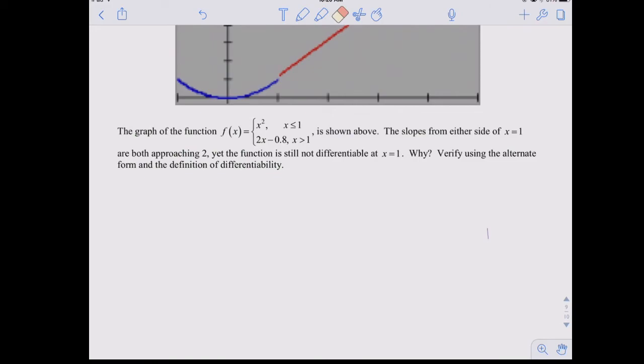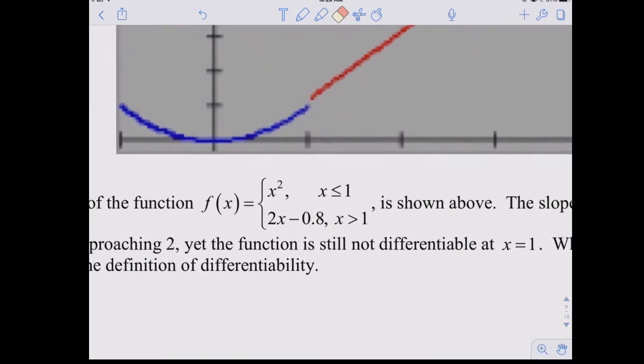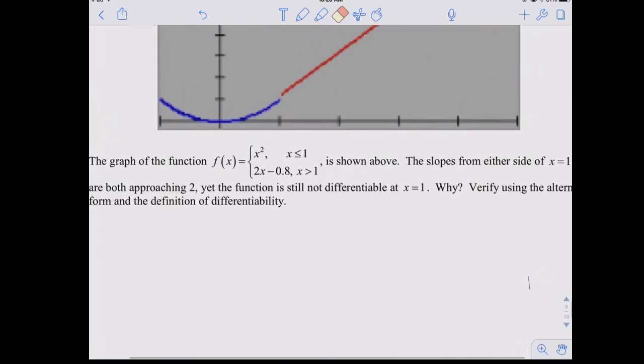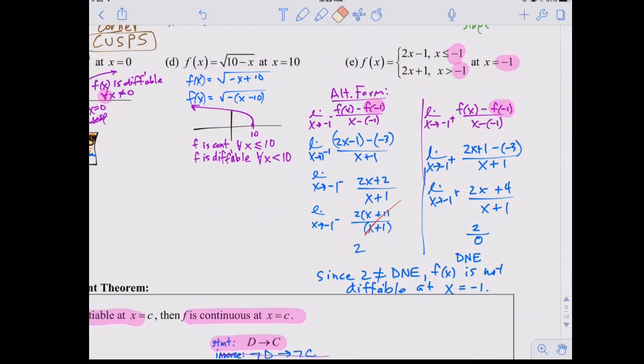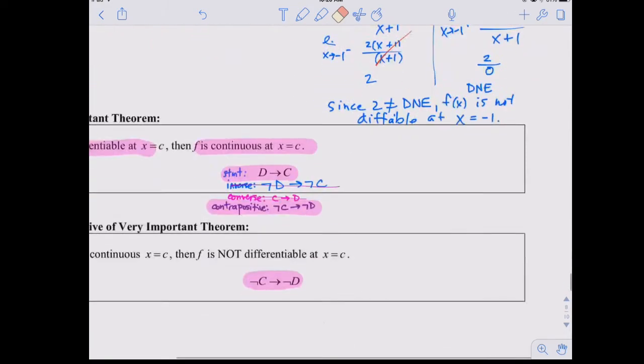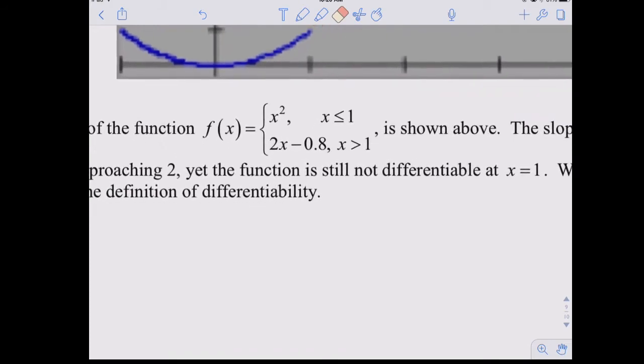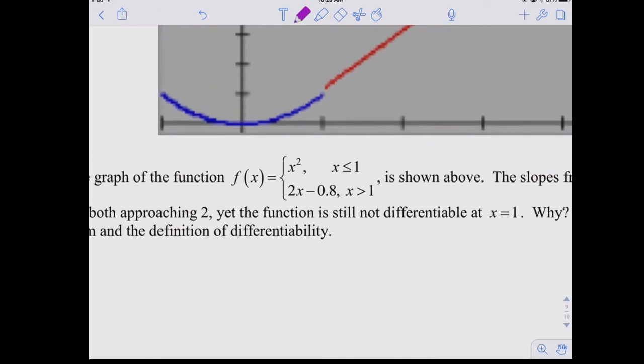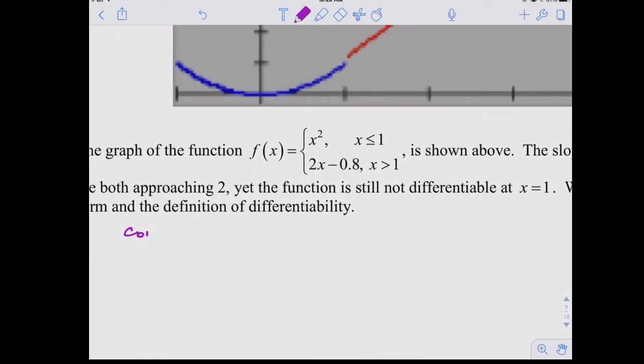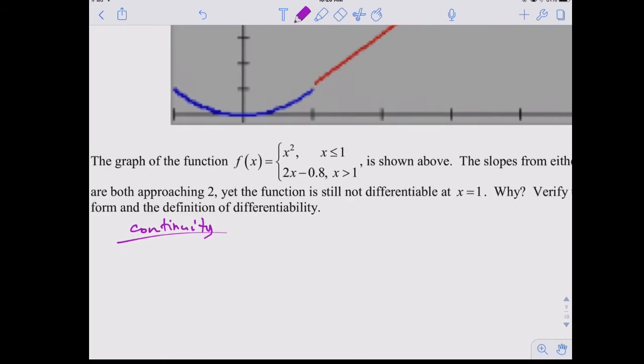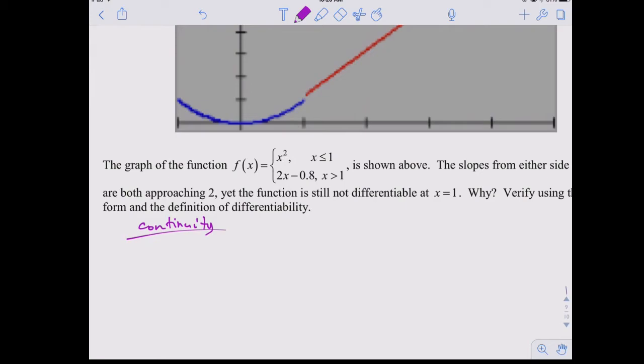No, because they're not going to be continuous. So this one says to verify using the alternate form. I went ahead and did the alternate form up here on part E. So here's what I'm going to do. If I ask you to determine if this is differentiable or not, here's what you're going to do first. Let's just check for continuity, especially if you suspect it's not continuous. So let's go ahead and review the three-step definition of continuity.